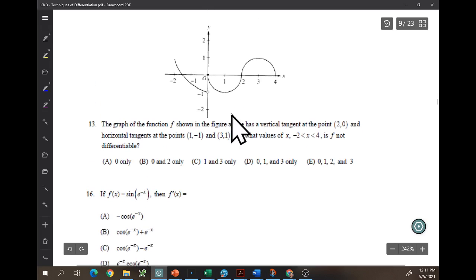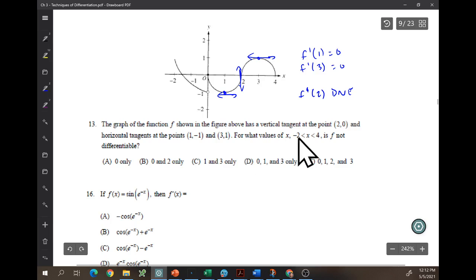Next up we have a graph, and it tells us that there's a vertical tangent at the point 2 comma 0. A vertical tangent would be not differentiable. And horizontal tangents at the points 1, negative 1, and 3, 0. So what that told me is essentially that f prime of 1 is 0, f prime of 3 is 0, and f prime of 2 does not exist. So that's what information they're giving us with those tangent lines.